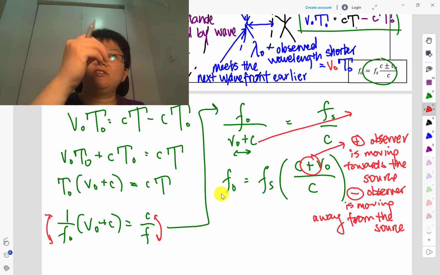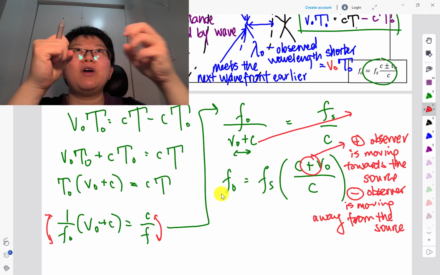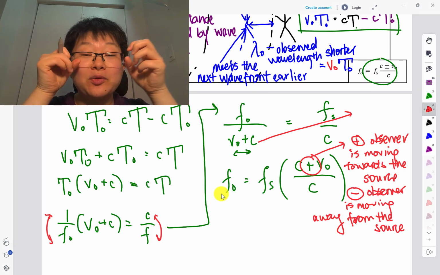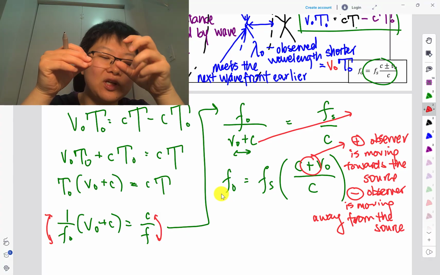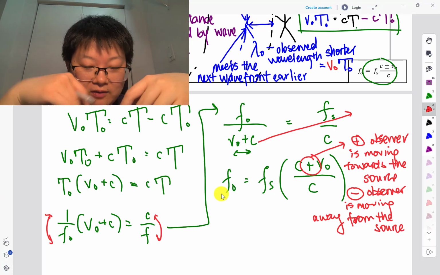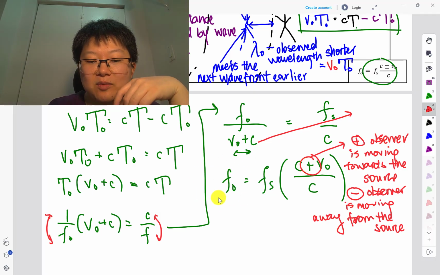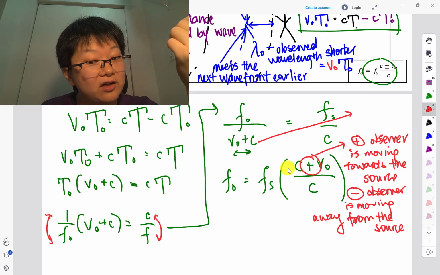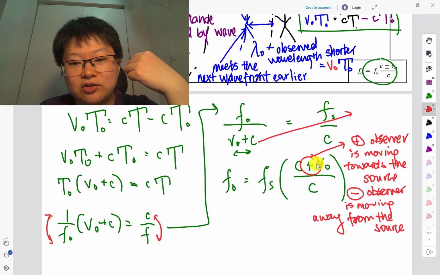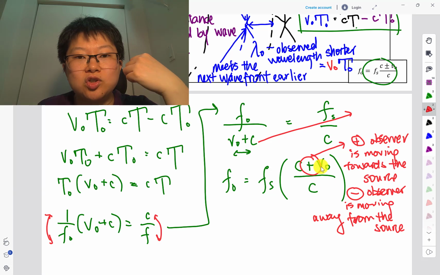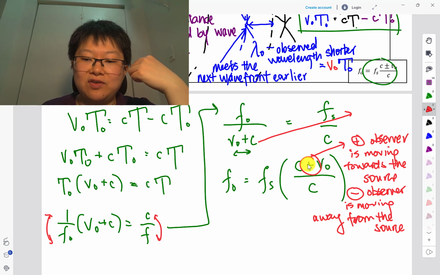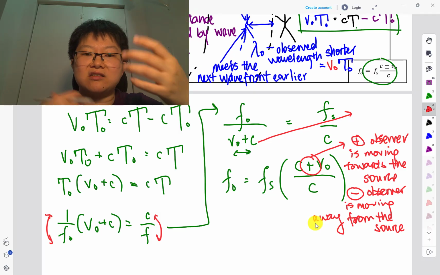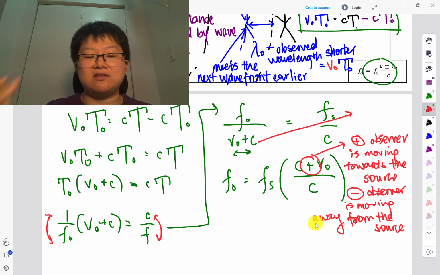Now, on the other hand, if my observer is moving away from the source, then they're going to see the wavefronts less frequently, meaning the frequency observed will be lower. To make the observed frequency lower, I need a smaller numerator. And the only way to get a smaller numerator is for us to subtract the V0 instead of adding the V0. So again, I don't memorize plus or minus. I just go with what logically makes sense based off the theory.